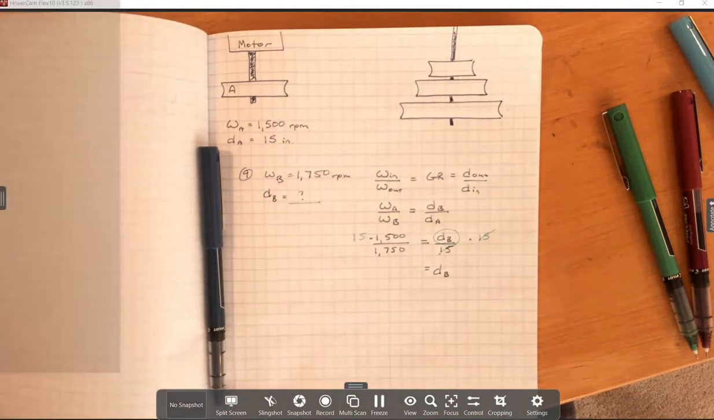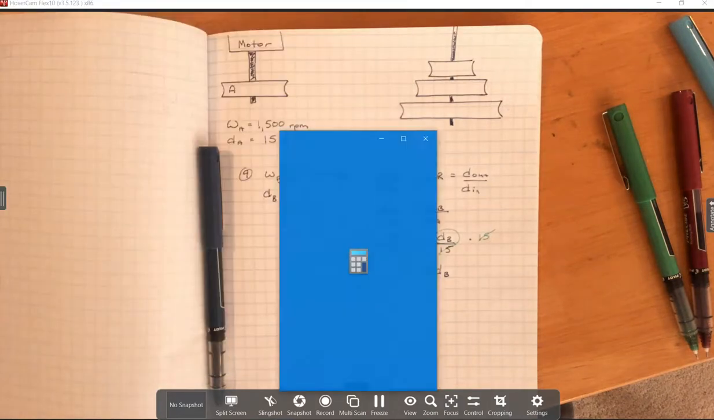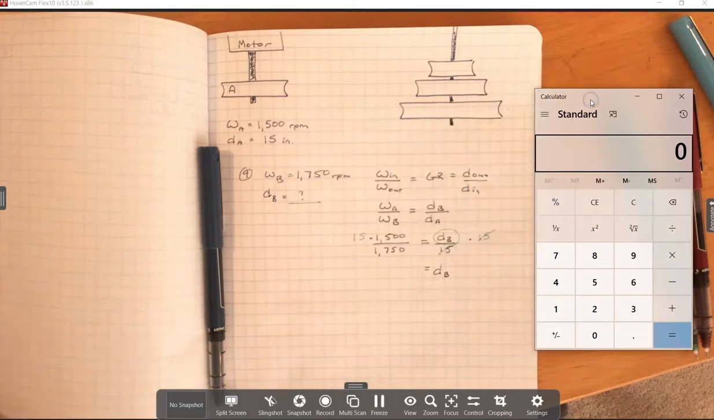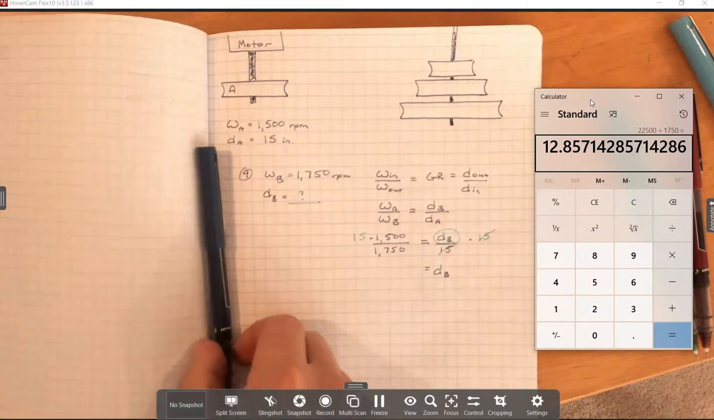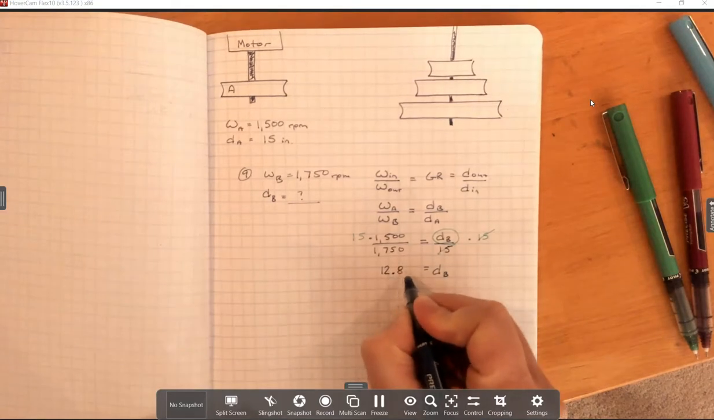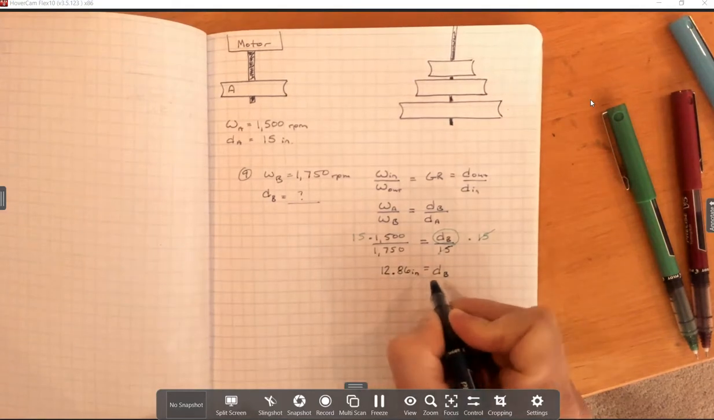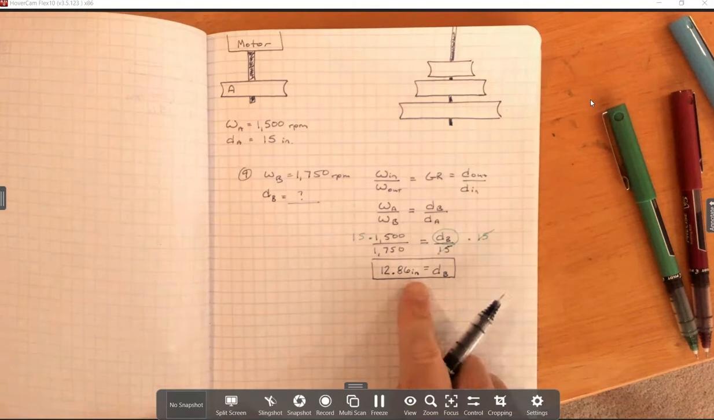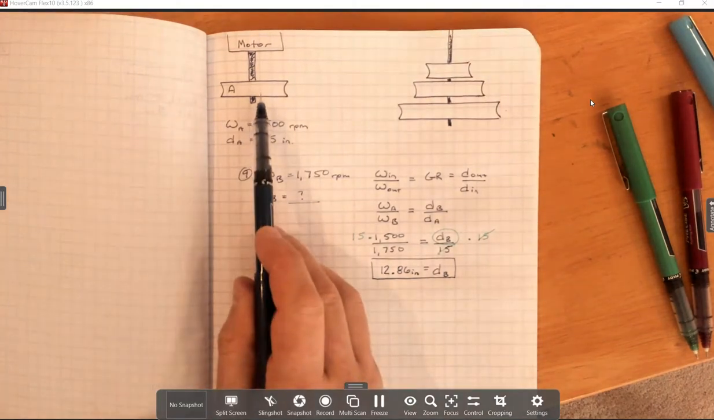So let's pull up a calculator right here on the screen where you can see it. We'll just type that in. 15 times our 1500, divide that by our 1750, and we get approximately, well, let me round this to the nearest hundredth, 12.86. That's in inches because our 15 was in inches. So that's the required diameter for pulley B, which means it's going to be slightly smaller than the driver at A.